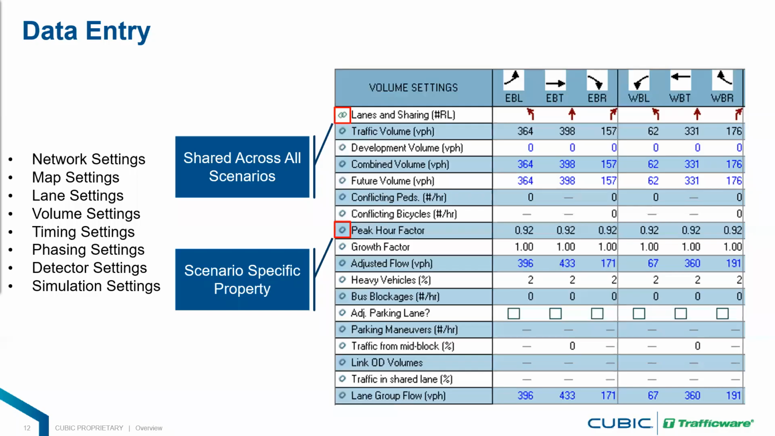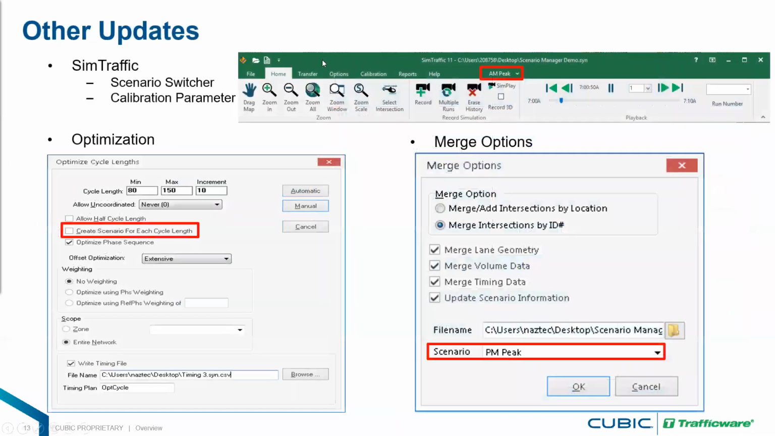Also, let me see. These changes also apply to SimTraffic. So you do all the things in Synchro and then you click SimTraffic. You should have the capability to run multiple scenarios there, and you can also change the calibration parameter. This is one change. Also, we have a little extra feature in optimization so that you can have the different iteration files in the same folder under the same file, and also a little extra option in merge options. So let me show you as well.